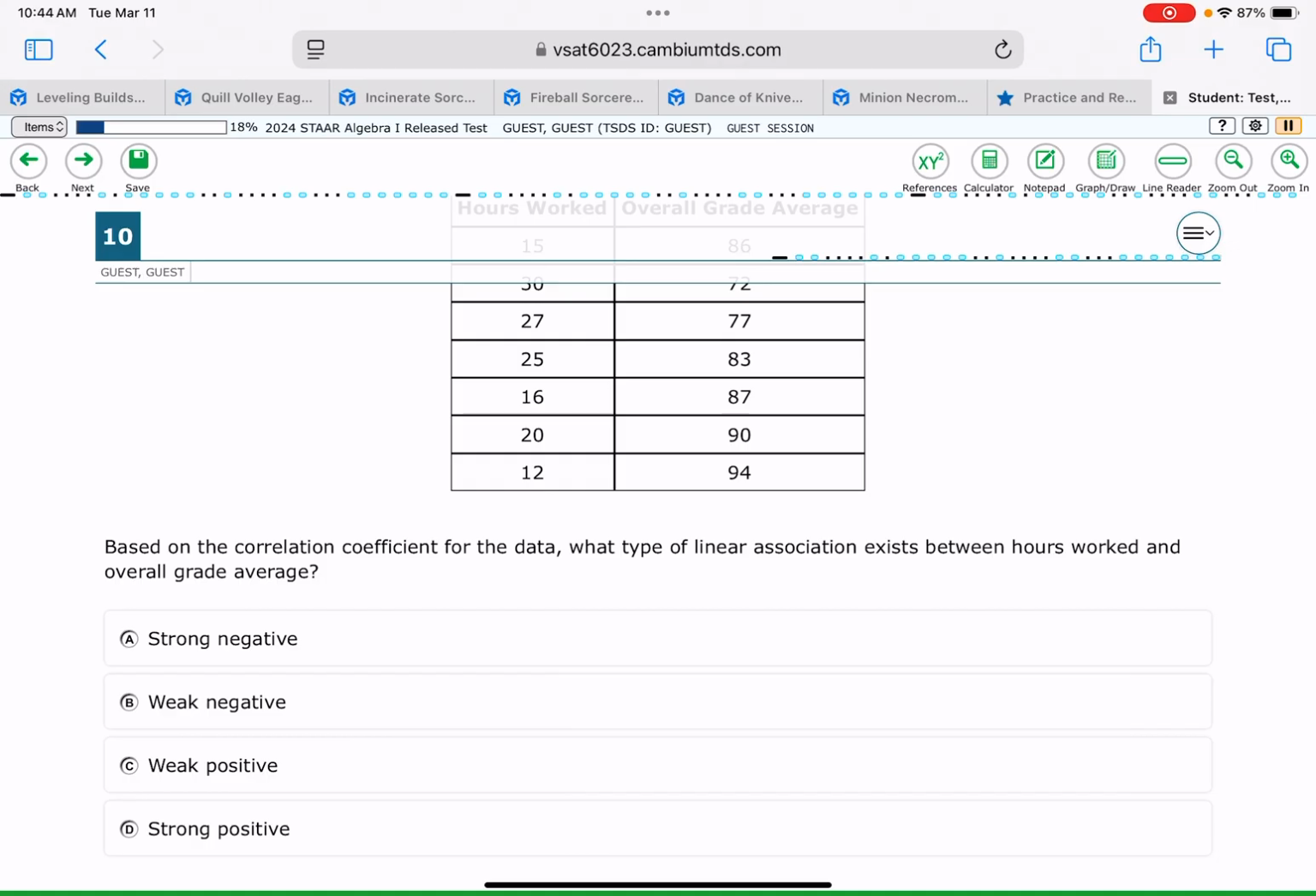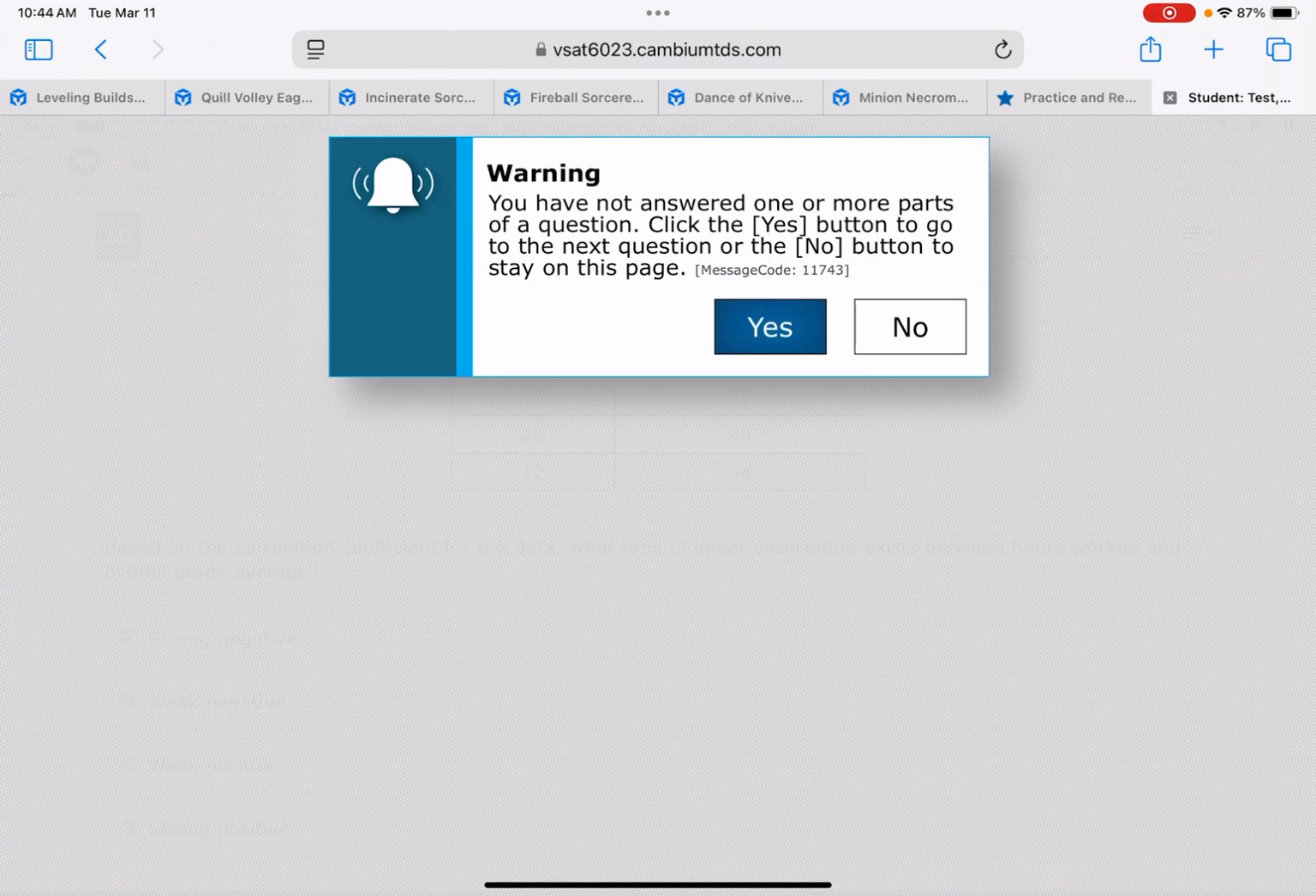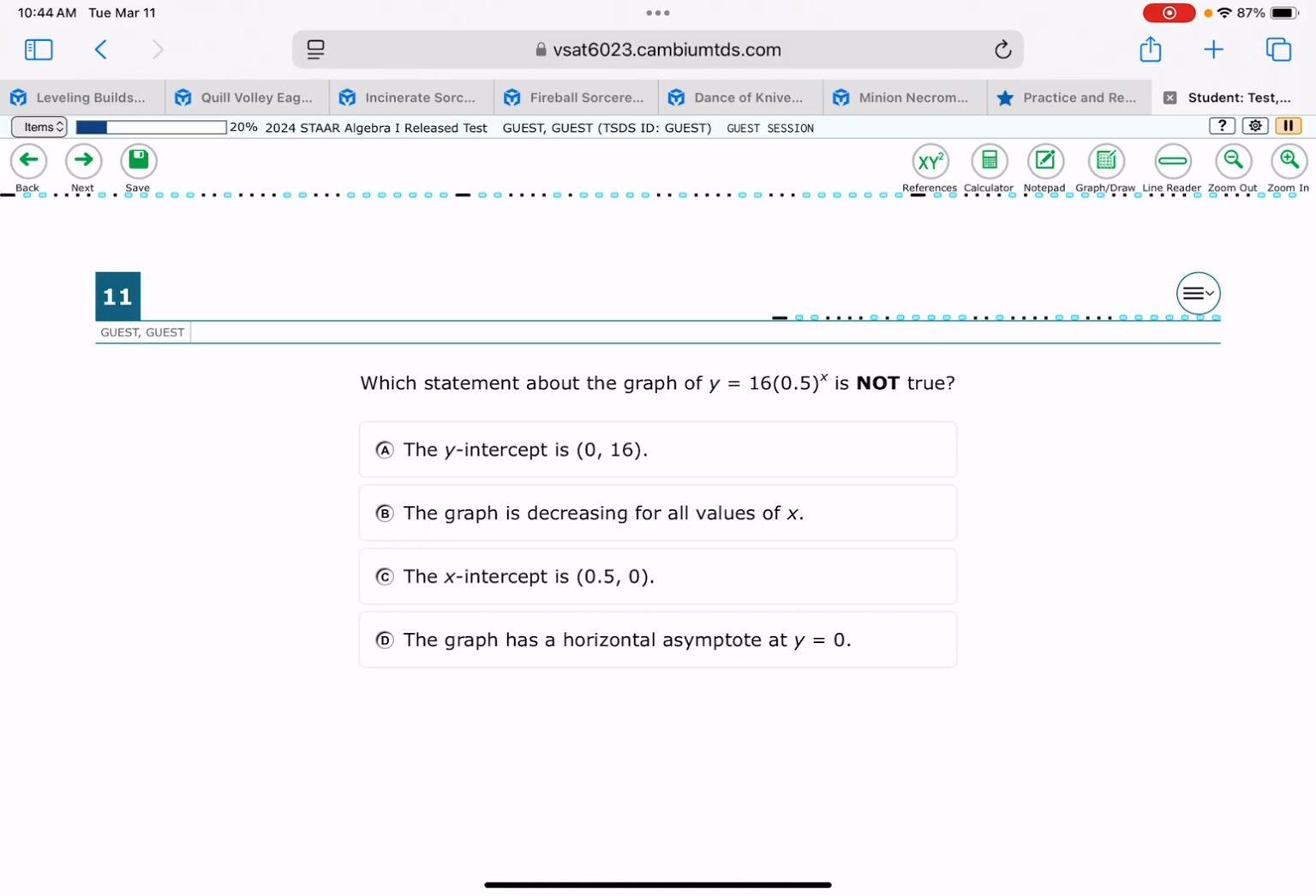Number 10, we definitely have to do some calculations. So I'm going to go ahead and skip it and move on, and come back. All right, so it's asking which ones are not true. So I'm going to do a strikeout.